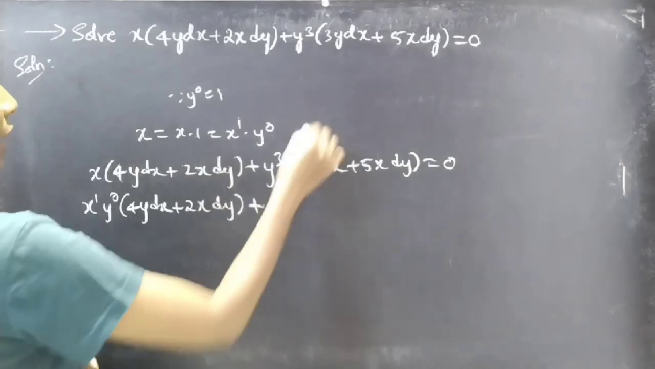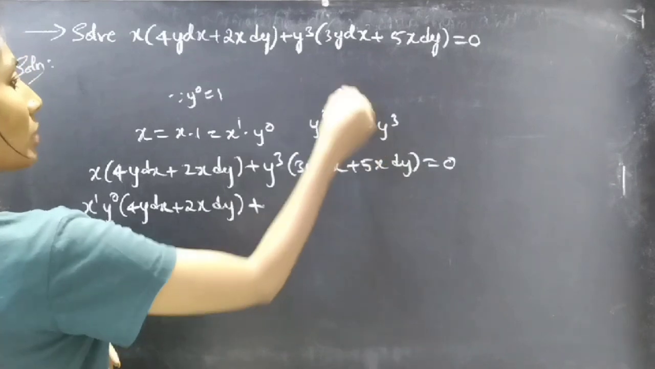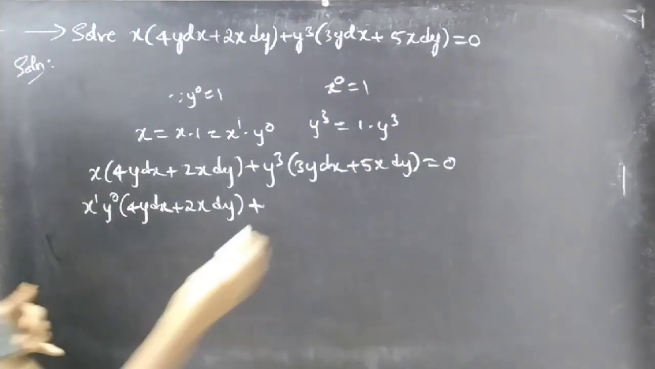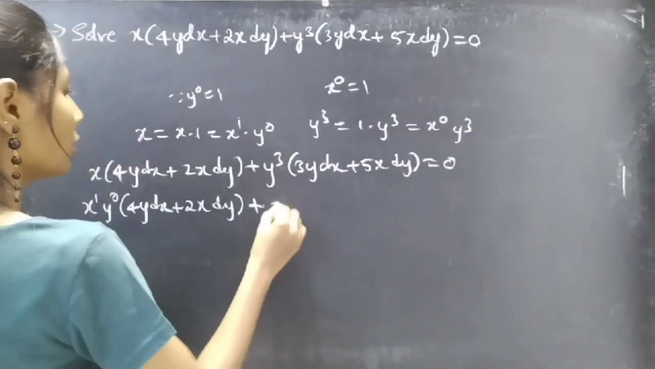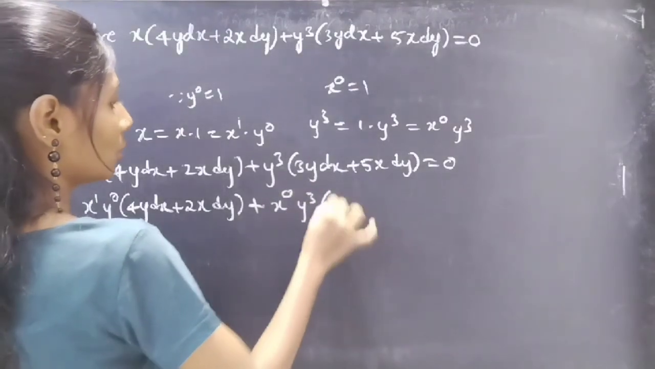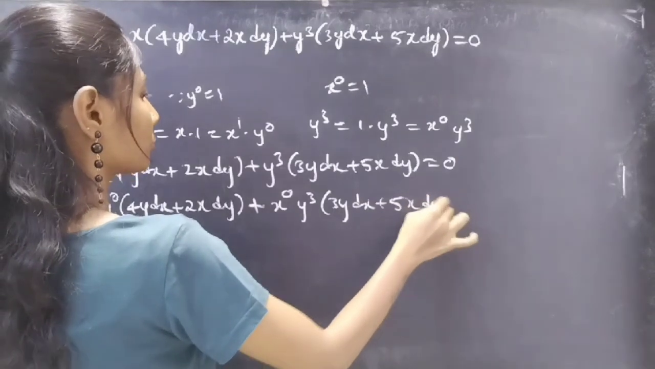plus here you are having y cube, right? Y cube as 1 into y cube. Just replace this 1 by x power 0 since x power 0 equal to 1 so that you'll have two variables here, x and y, right? So just write y cube as x power 0 into y cube into terms under brackets.